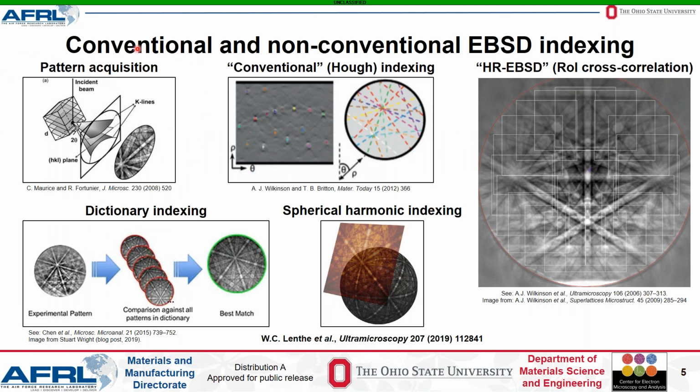Every form of indexing begins with the raw EBSD patterns formed by electrons diffracting from various planes in the crystal, as shown in the figure here. Conventional, or Hough indexing, uses the Hough transform to locate Kikuchi lines corresponding to diffraction from individual planes in the experimental patterns. It then identifies the final crystal orientation based on the angular relationships between these planes as compared with lookup tables generated for specific crystal systems.